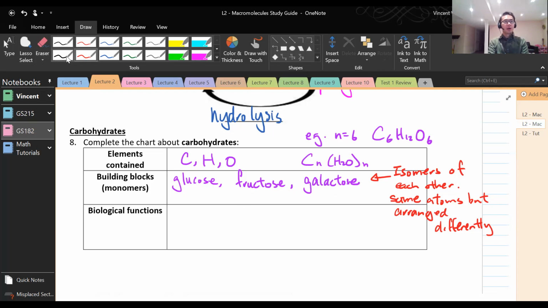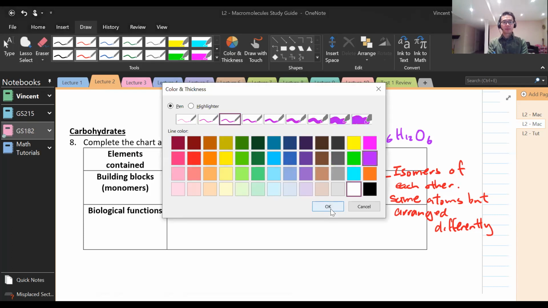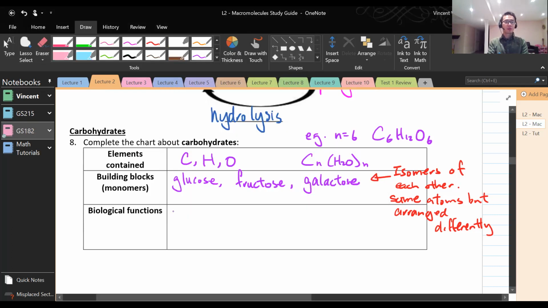Biological functions. What do we use carbohydrates for? Well, it is the main source of energy. You can burn it for energy. The preferred source is glucose.